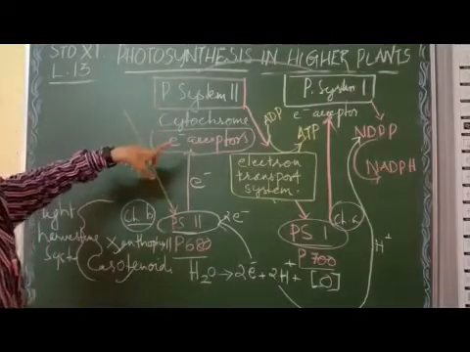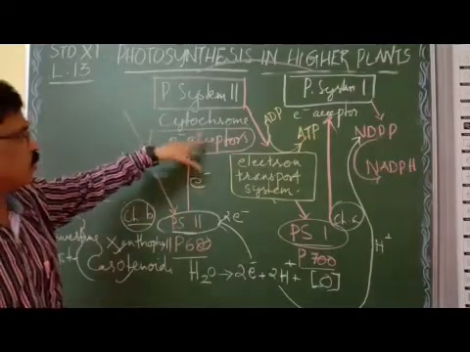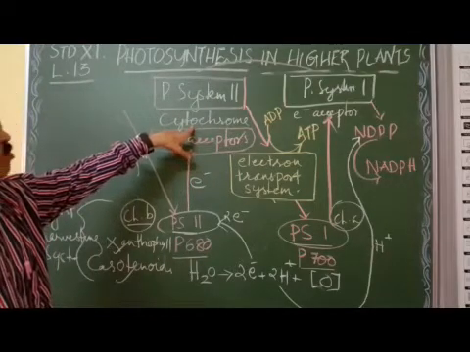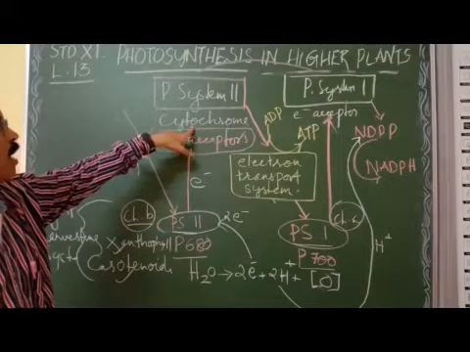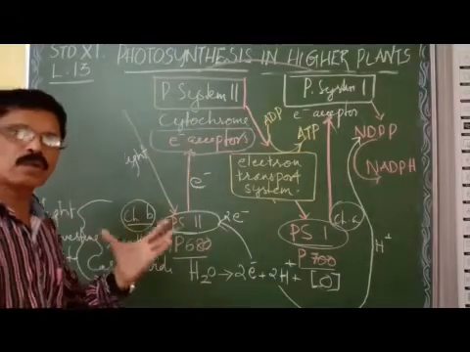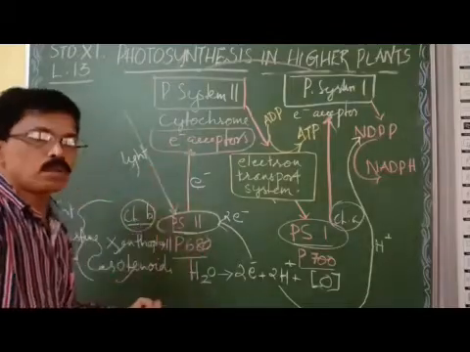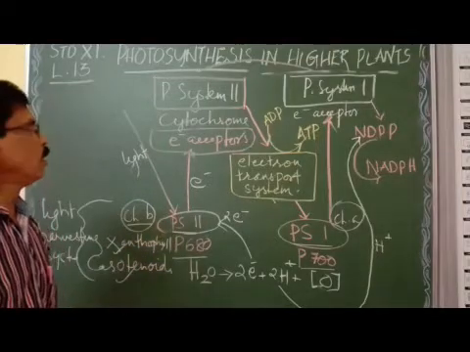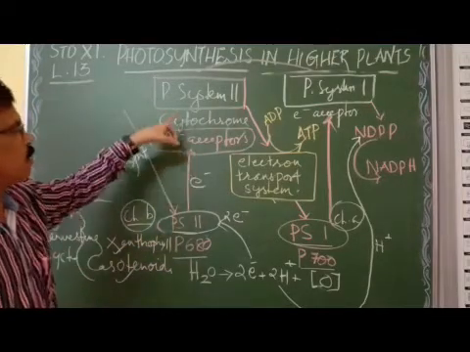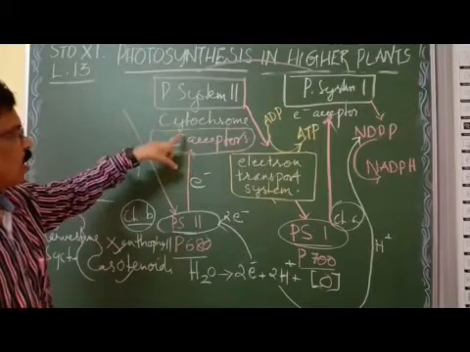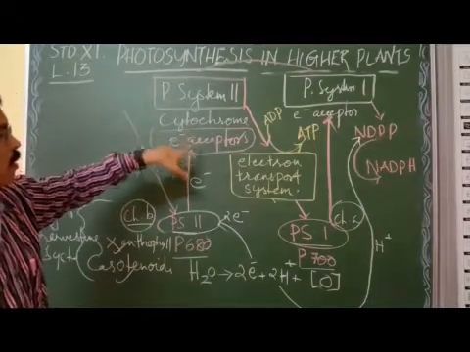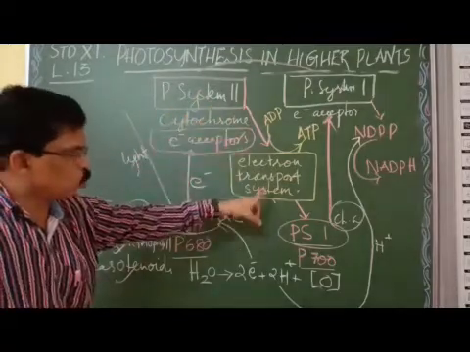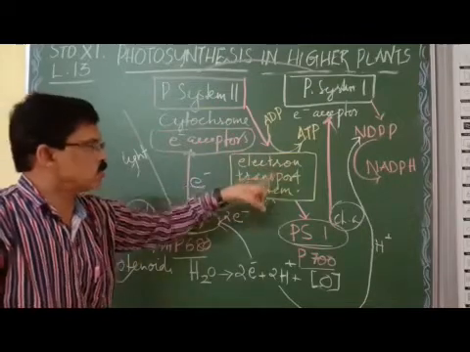These high energy electrons are accepted by electron acceptors, a group of cytochromes. Cytochromes are iron-containing proteins. They can absorb the electrons coming from pigment system 2. Now, from pigment system 2, the electrons absorbed by the electron acceptors will then be directed through the electron transport system.